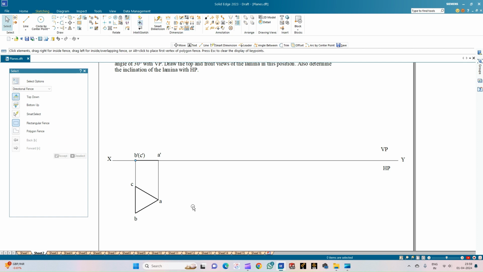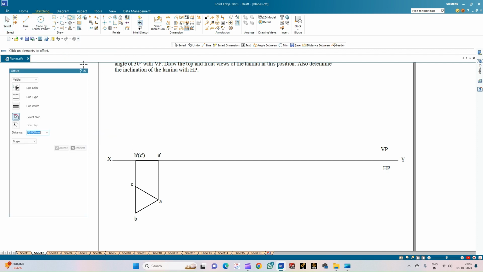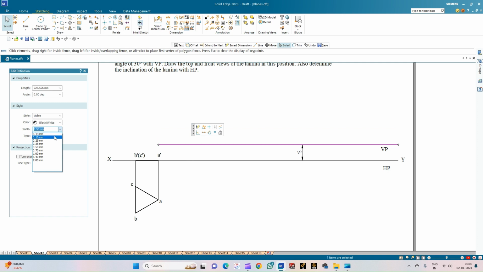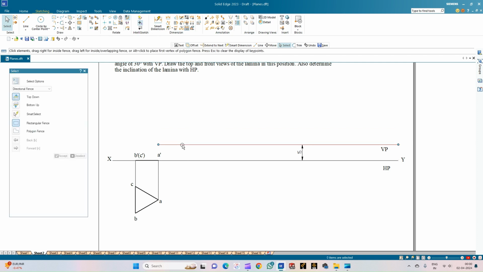Now looking at the problem statement, it clearly tells that the side is opposite to the corner on which it is resting. So it is resting on the corner A and the side opposite to this corner is CB. This side CB is at a distance of 15 mm from the HP. So we will offset this reference line for reference. This is the line to be offset to a distance of 15 mm from the HP. It is asking for the direction, so it is in this direction. We will change the thickness of this line to 0.13 mm. He tells that this side BC is on this particular line.